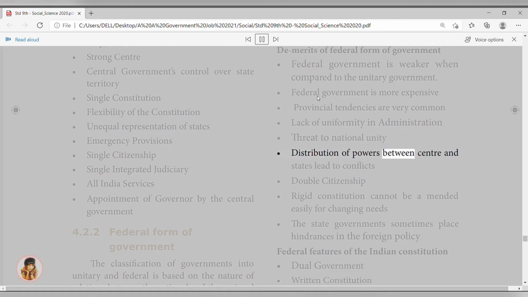Distribution of powers between center and states leads to conflicts. Double citizenship. Rigid constitution cannot be amended easily for changing needs. The state governments sometimes place hindrances in the foreign policy.